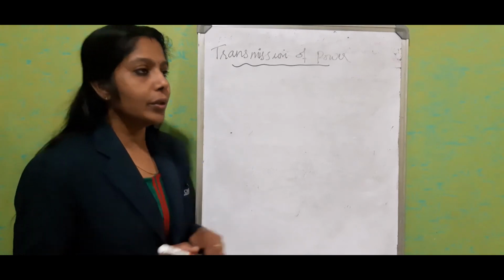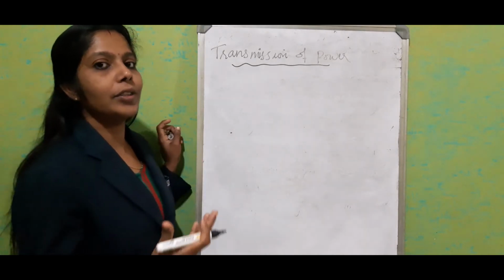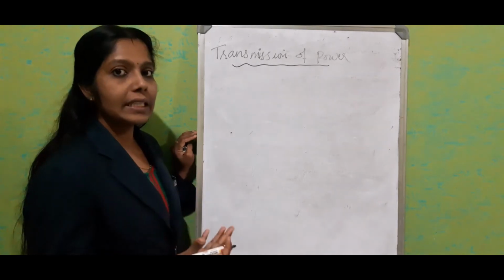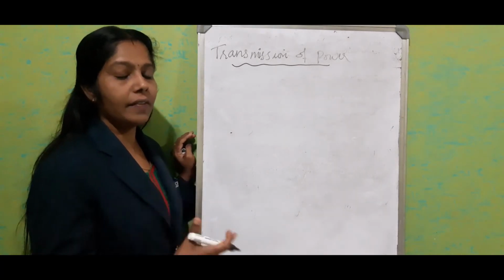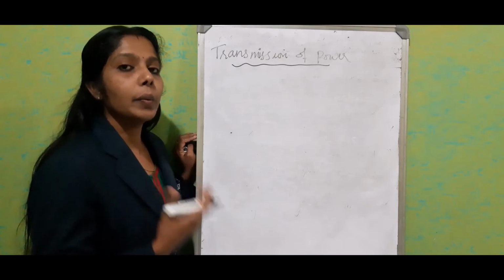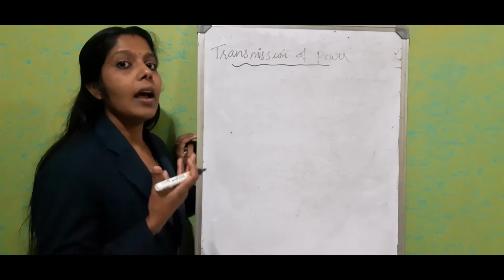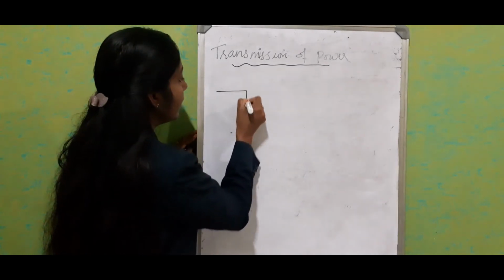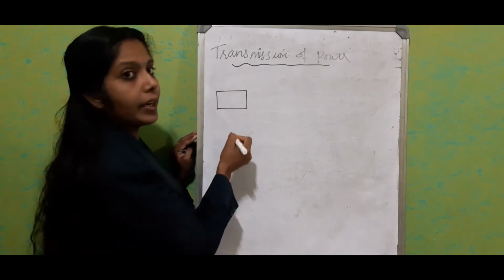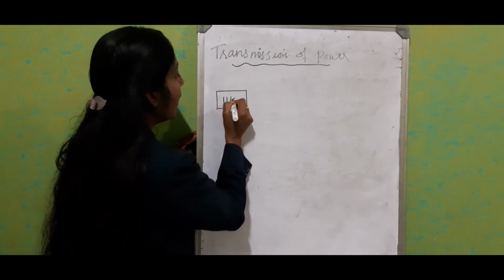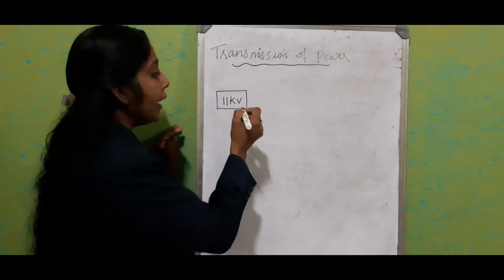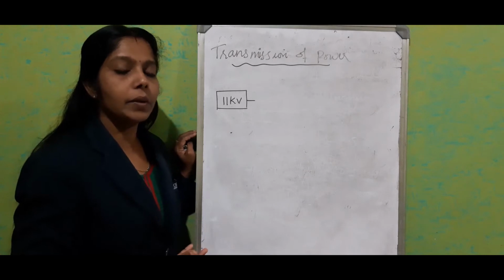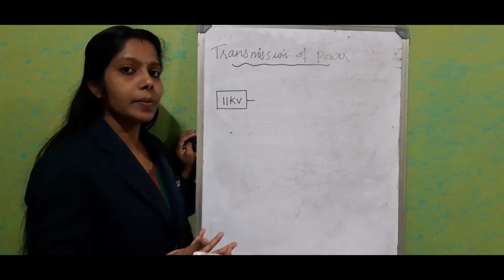The power generating station will produce electricity, in terms of 11 kV. For all the power stations, we generate the power at a voltage of 11 kV. Just consider this is a power station generating with a voltage of 11 kV. In the power station itself, we will have a substation, the power substation.